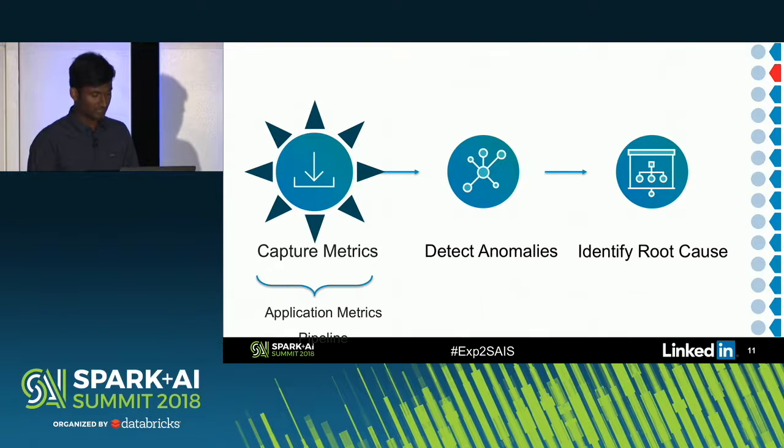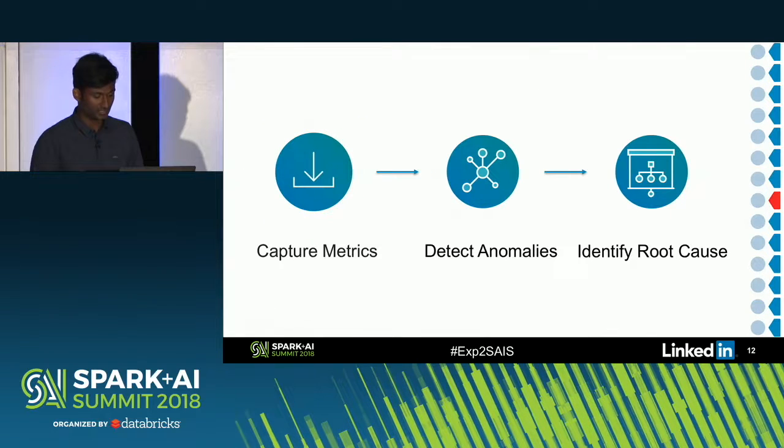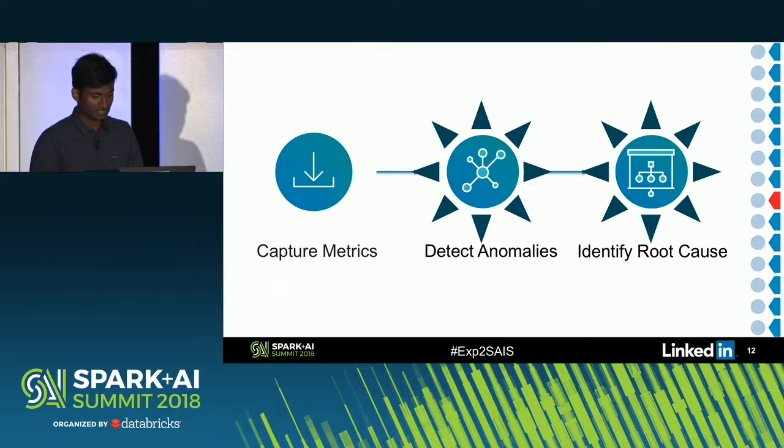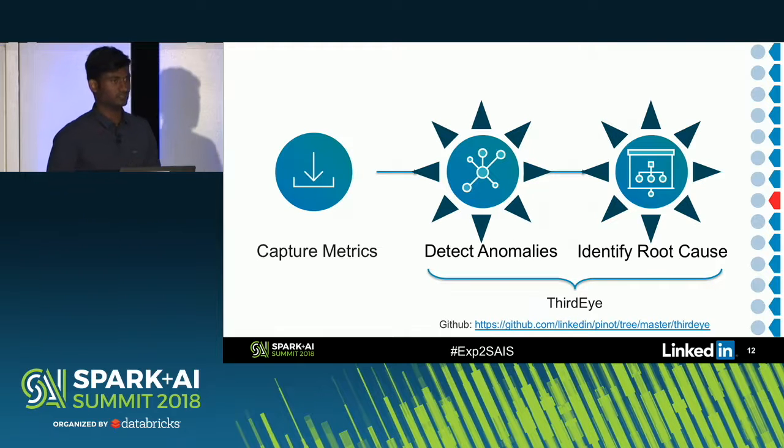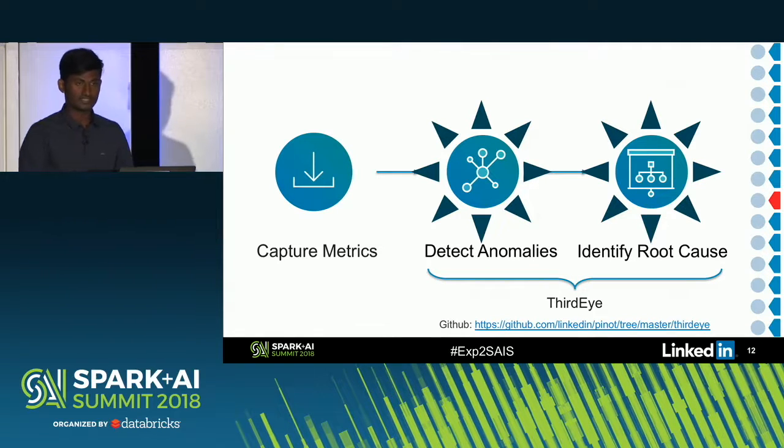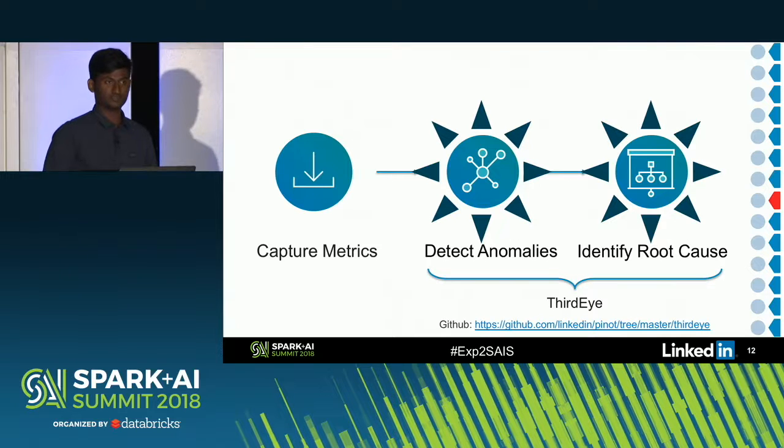In the interest of time, I'll not be going into the details of detecting anomalies and the identification of root cause. But we have achieved it using a platform called ThirdEye. It was developed and open sourced by LinkedIn, so you can check it out on GitHub. It's under the Pinot project on LinkedIn. But nevertheless, we will look at examples at the end on how all of these things fall together in the bigger picture and how they try to answer the issues that we have.